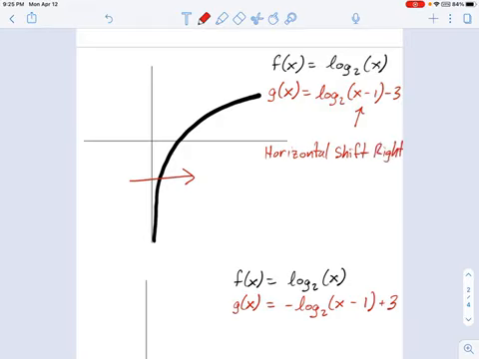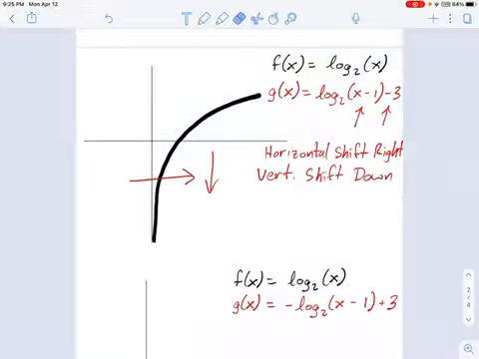And what else is happening? Well, we've got this -3, but that's outside the parentheses. And when you're outside the parentheses, you're vertical. Okay, so the question is which direction? Well, up and down is normal. That's what we would expect. Negatives go down. So this is a vertical shift down. Okay, so let's see what the effects are on the graph. There's nothing else going on, reflections or stretches, so I'm just going to go ahead and draw the shifts.